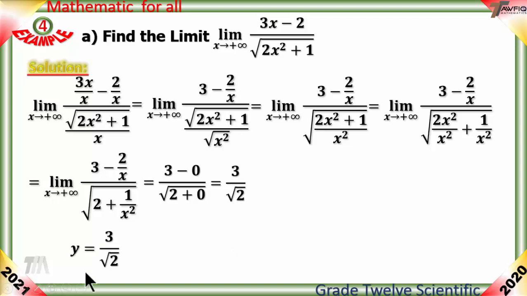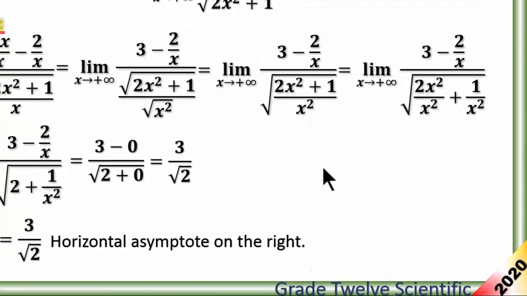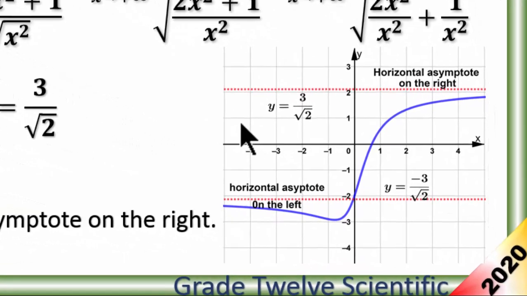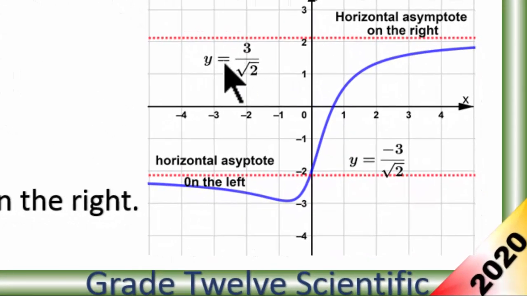That means y is equal to 3 over the square root of 2 is a horizontal asymptote on the right of this function. As you can see, here y is equal to 3 over the square root of 2 is the horizontal asymptote for the function at the right side.